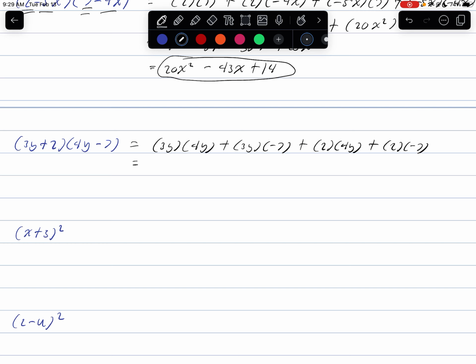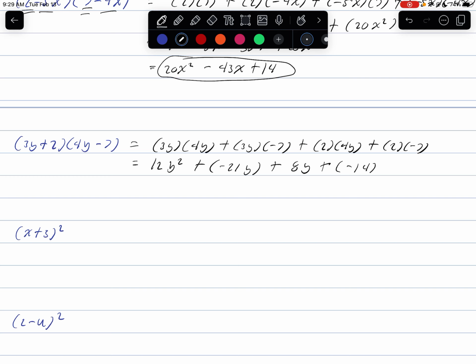So if we look at our first terms here, 3y and 4y, 3 times 4 is 12, and y times y is y squared. Okay, then we have 3y times negative 7. 3 times negative 7 is negative 21, and we just have y. Okay, and then we have plus 2 times 4 is 8, and we just have y. Okay, and then 2 times negative 7 is negative 14.